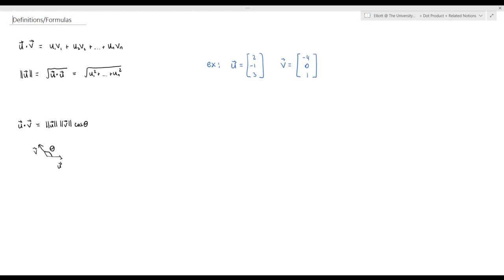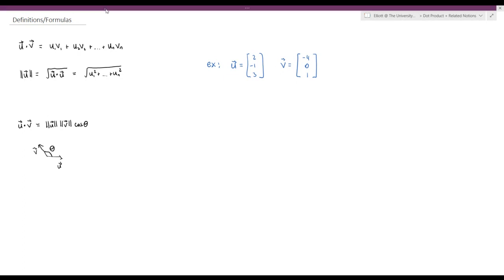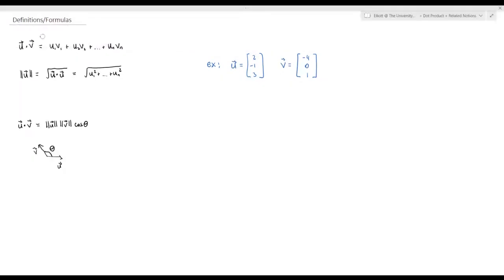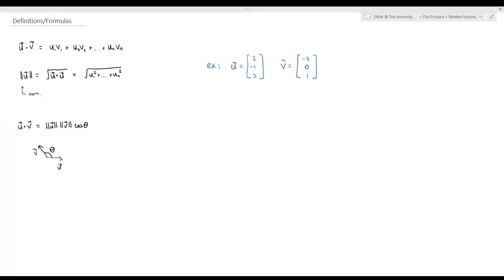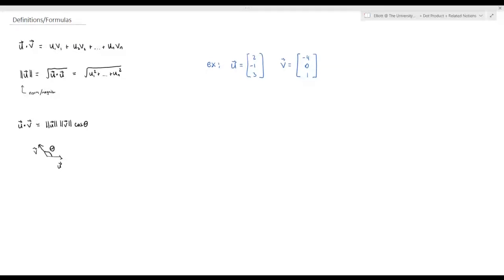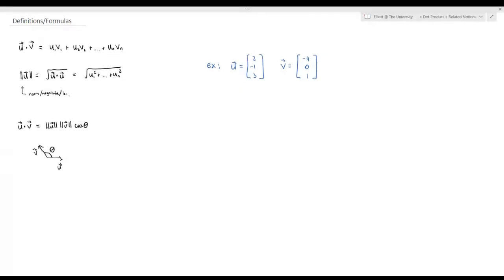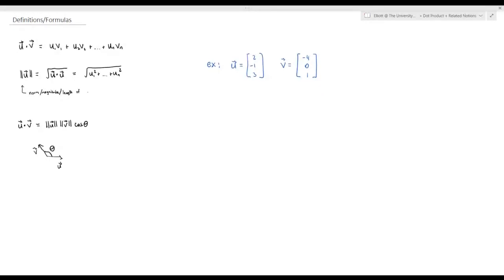So here I wrote down a couple of definitions or formulas. The dot product of two vectors, you remember you multiply their components together and then you add all of that up. Here, this is the norm, or the magnitude, or the length of the vector u. People call it different things. Okay.